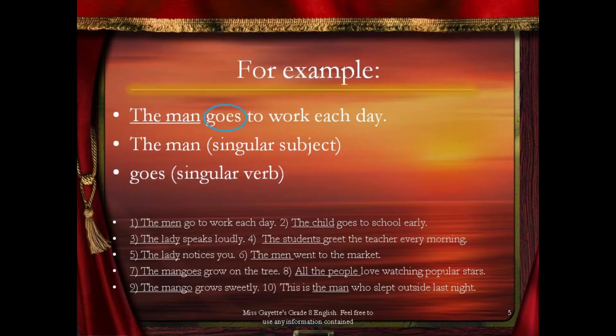Here we have a fourth example, one that we looked at previously. The man goes to work each day. The man is the singular subject. We are speaking about one man. The man goes. You see that verb has the S at the end? Goes. So one man is followed by the verb that has the S at the end. So the man, singular subject, goes, singular verb, to work each day.